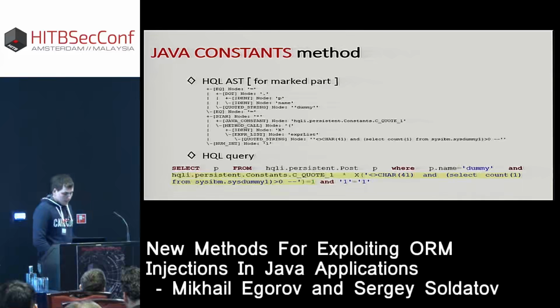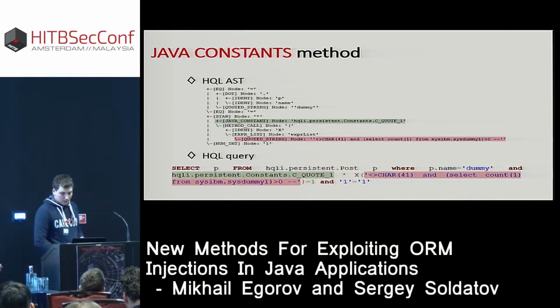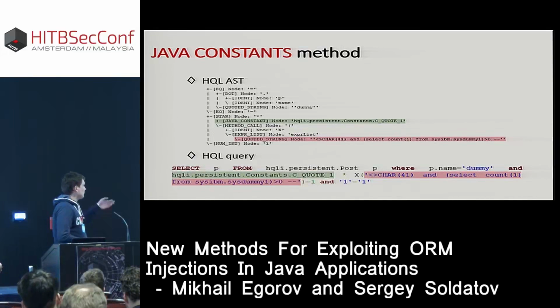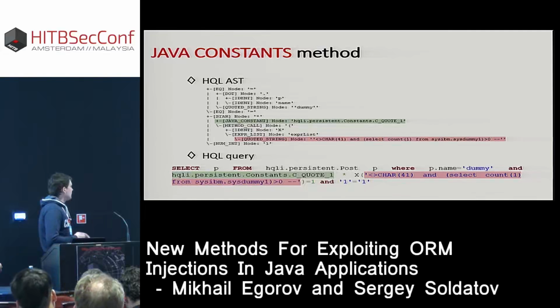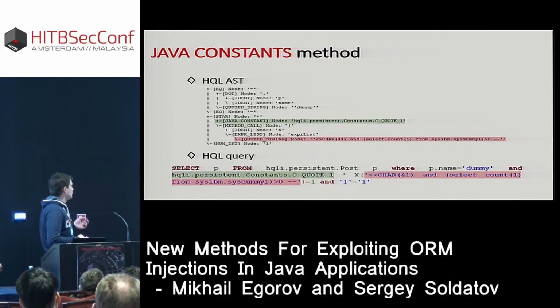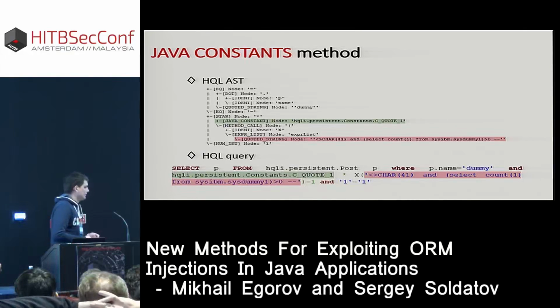Here you can see the HQL AST for the part of the HQL query that is marked yellow on the bottom of the slide and contains the Java constant. Here we can see the Java constant node in the AST marked green, and also we see the string node that is marked red.